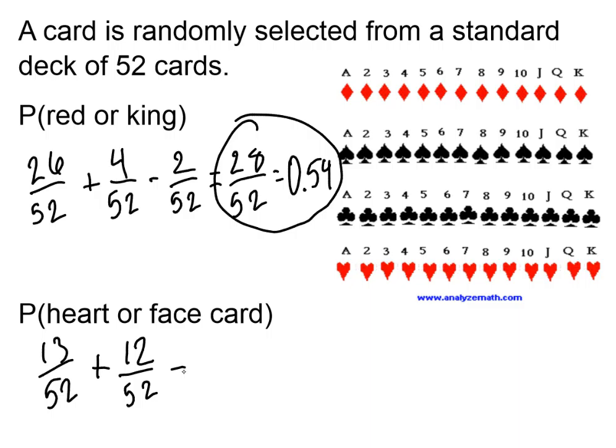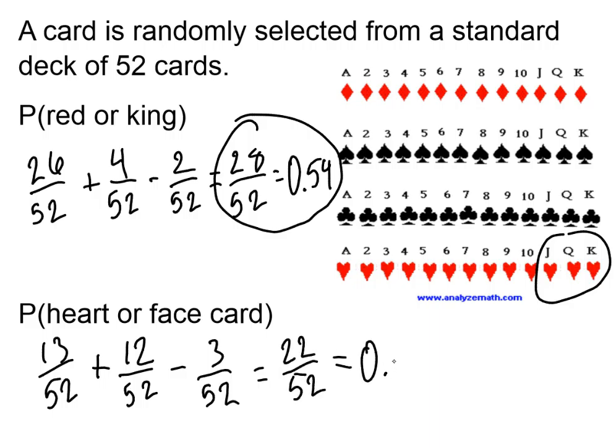How many cards have a face and a heart? That would be the jack, queen, and king of hearts, 3. So 13 plus 12 is 25, and 25 minus 3 is equal to 22 out of 52. This is approximately 0.42, a little less than half this time.